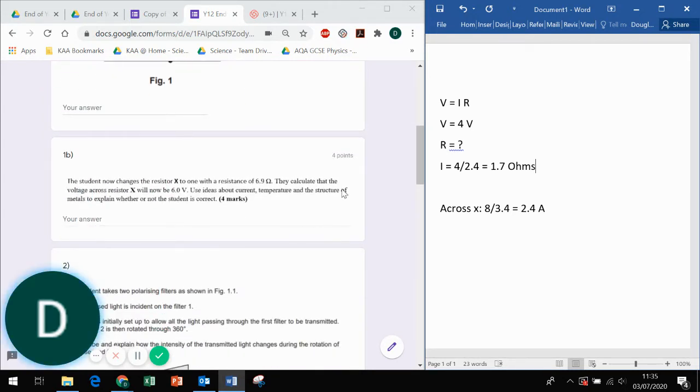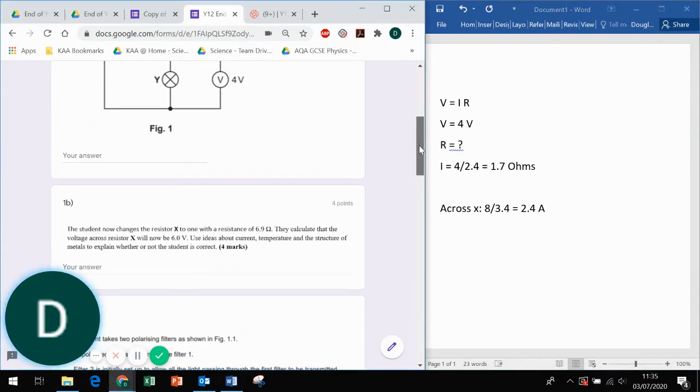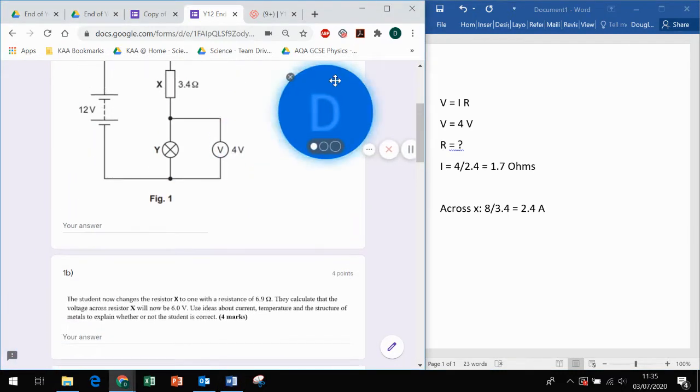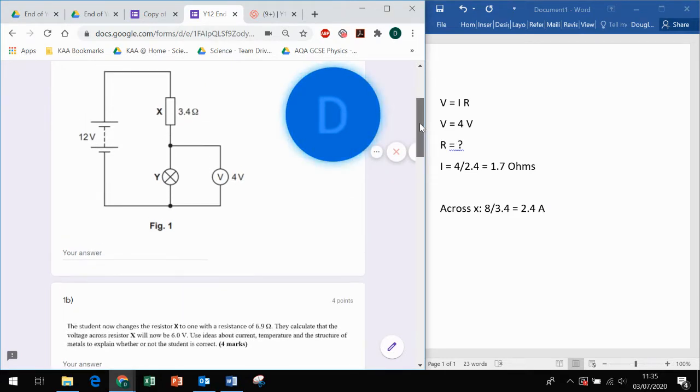The student now changes the resistor X to one with a resistance of 6.9 ohms. They calculate the voltage across resistor X will now be 6 volts. Use ideas about current, temperature, and the structure of metals to explain whether or not the student is correct. Most people had a pretty decent attempt at this question. A few people missed out one of these things, probably the structure of the metals, and a couple of people said the right sort of things and then made the wrong conclusion.